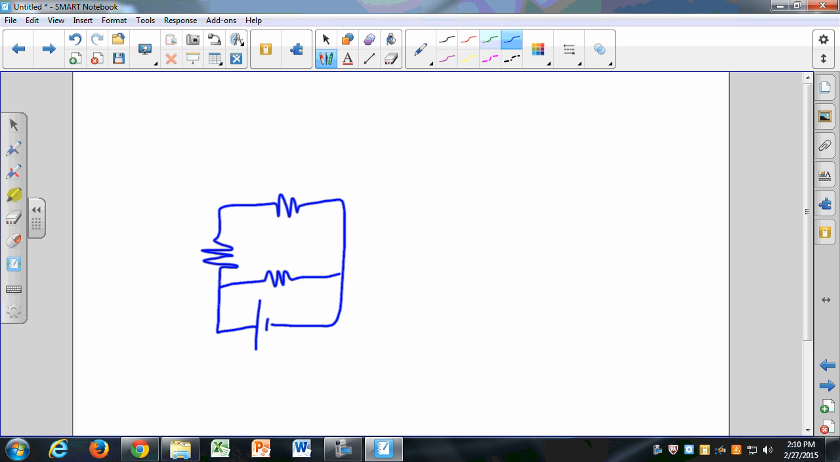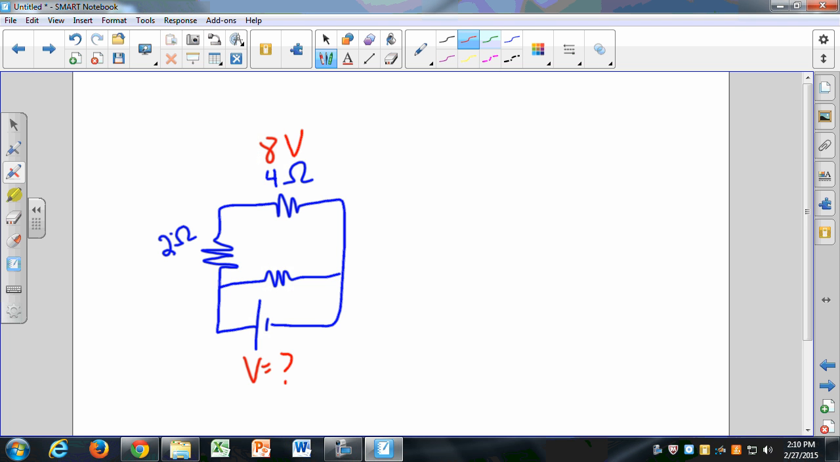Let's say that I have 2 ohms, 4 ohms here, and 2 and 4. 8 volts here, and I want to know what is this voltage. All right, can you tell me what the voltage is on the battery? It's a little bit different than we've been doing.